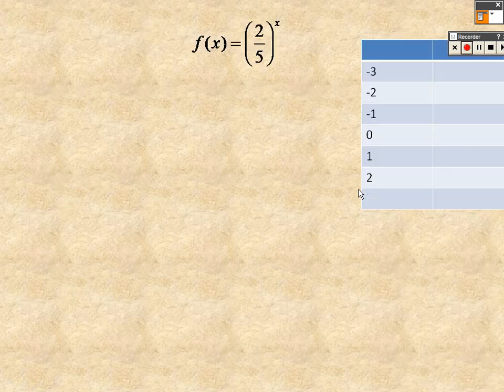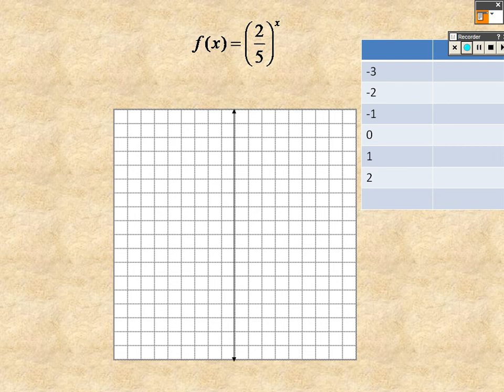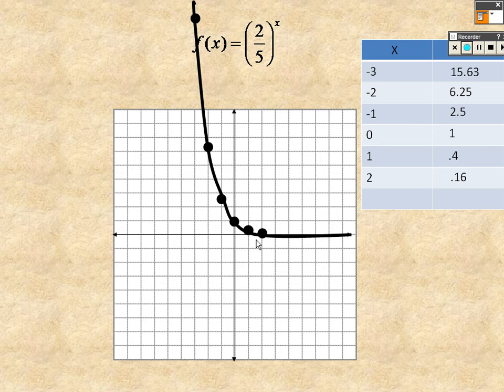To graph this, you can try just plugging in the points, or like I told you before, just go to y equals, plug it in, and press second graph, and you'll get your list here. You'll get this big long list on your graph. So negative 3, 15.63 is way up here. Negative 2, 6.25. Negative 1, 2.5. 0, 1. 1, 0.4, and 2, 0.16. And there's your graph. And notice how it should be decaying because it's a fraction. 2/5 is a fraction.